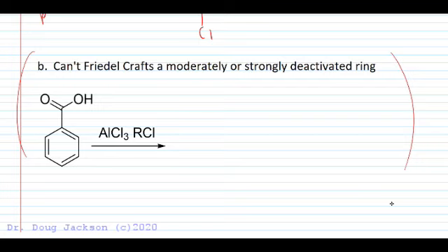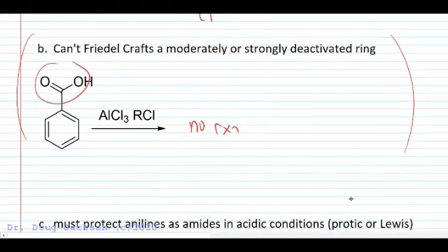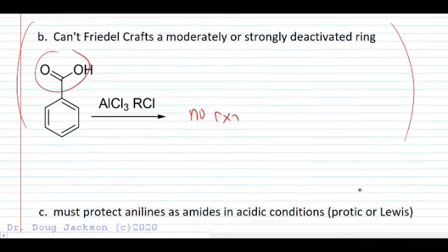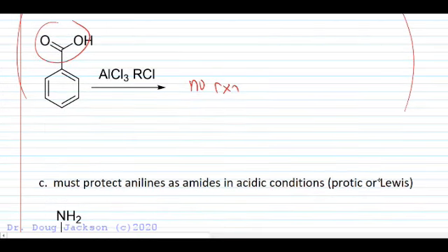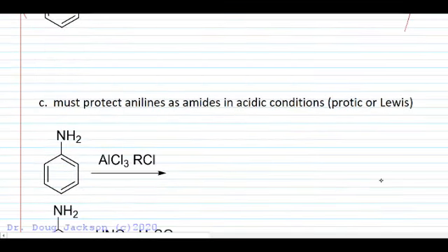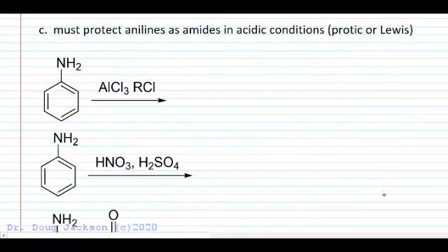We've tested it in lab directly, again in the honors class, different variations on the theme. This yields no reaction. We have a moderate deactivator here. Friedel Crafts is done, acylation or alkylation. Okay, catalysts that do get that done are in the literature. They're beyond the scope of our course, but the Friedel Crafts is a no-go on strongly and moderately deactivated rings.